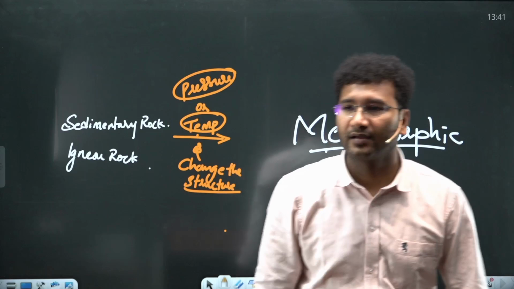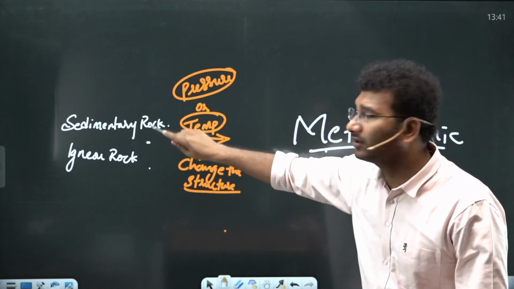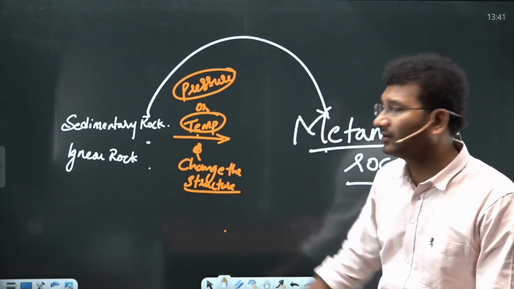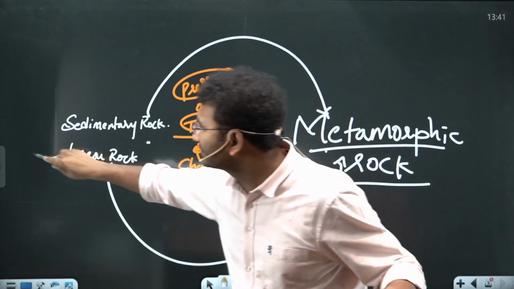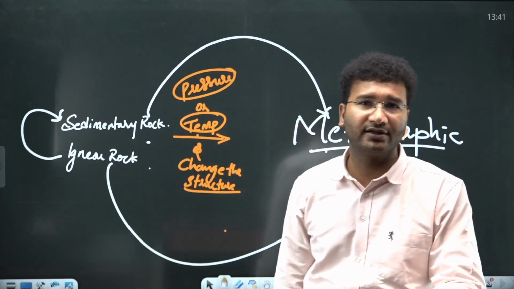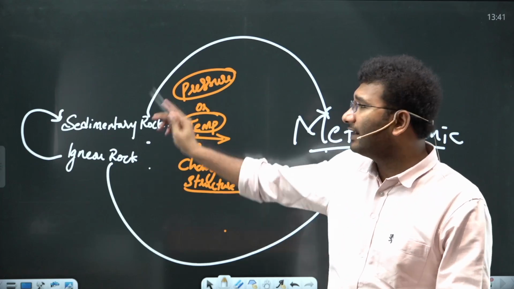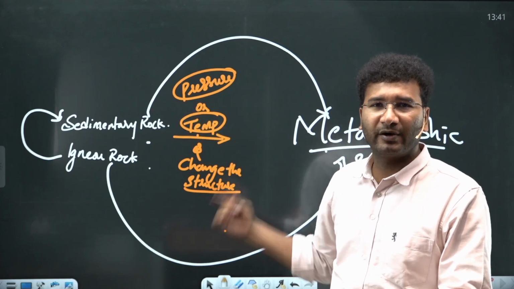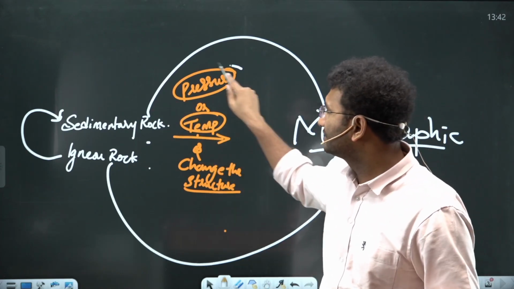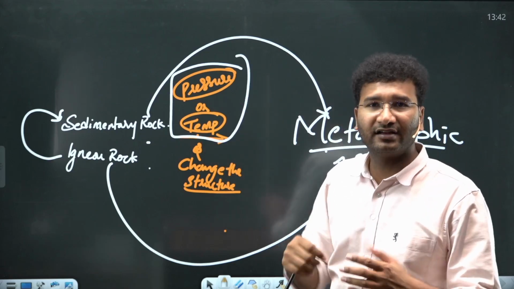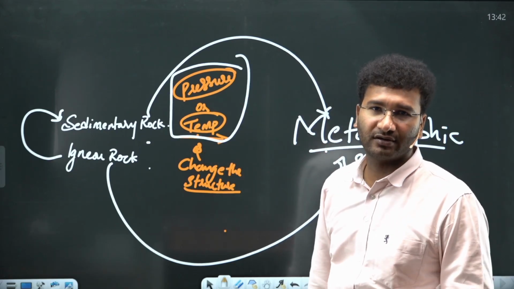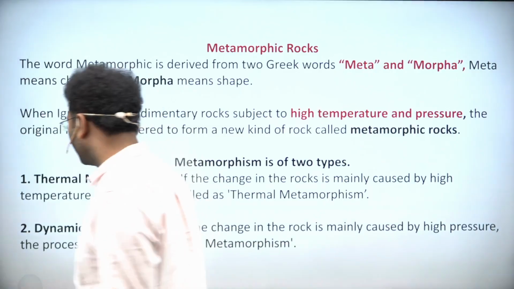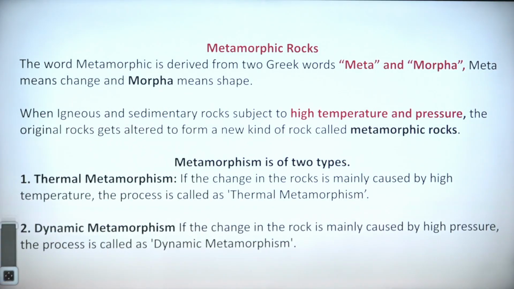That means the same sedimentary rock will convert into a metamorphic rock. An igneous rock can also convert into metamorphic rock. An igneous rock can also convert into sedimentary rock. When does a sedimentary or igneous rock convert into a metamorphic rock? When you change the structure of the rock by either giving extreme pressure or high temperatures to that rock. That means you change the temperature and the pressure of the igneous or sedimentary rocks, and that will convert into a metamorphic rock.